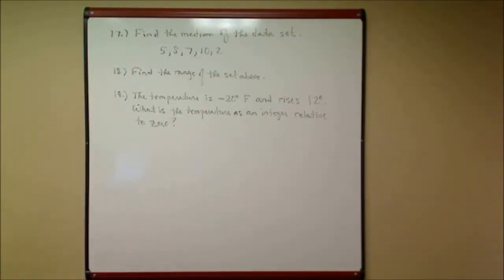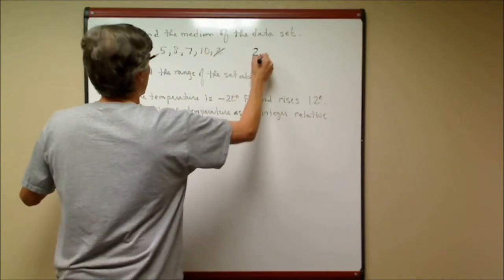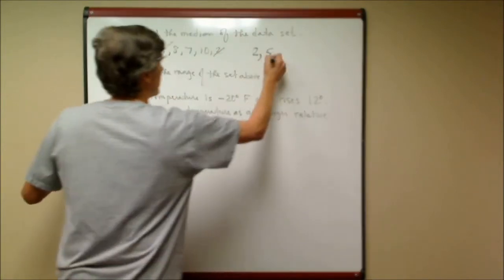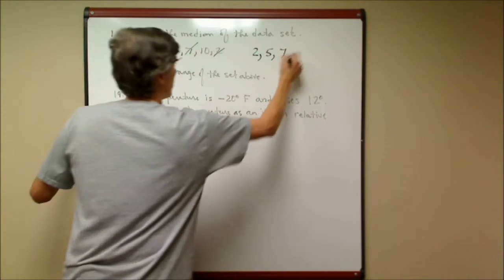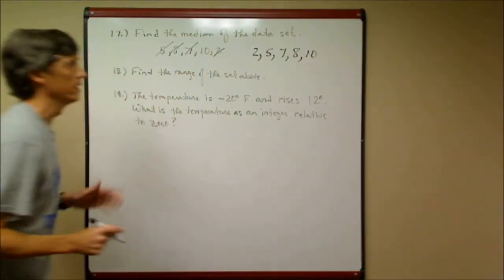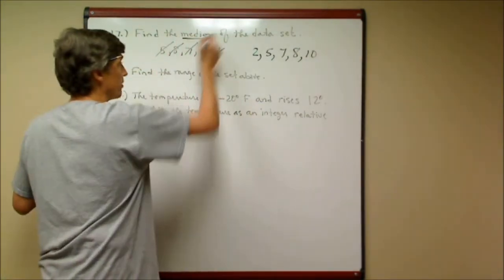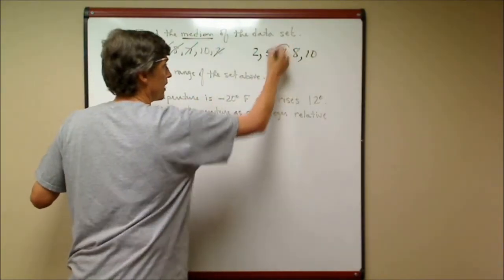Number 17. Find the median of the data set. Now remember, the median is one of the measures of central tendency, and this is the one where you have to put it in order from least to greatest, or greatest to least, but I like least to greatest, so I'll put 2, then 5, then 7, then 8, and the last one is 10. Now, fortunately for me, there's an odd number of values in the data set, and the one in the middle, the median, remember, is the one in the middle. That's 7. That's my answer.